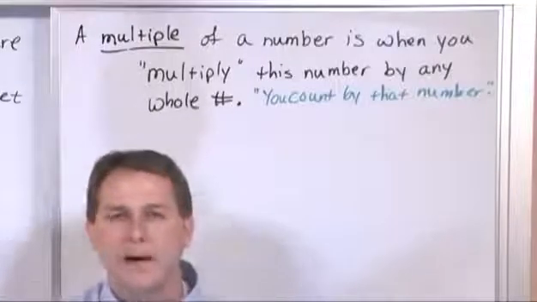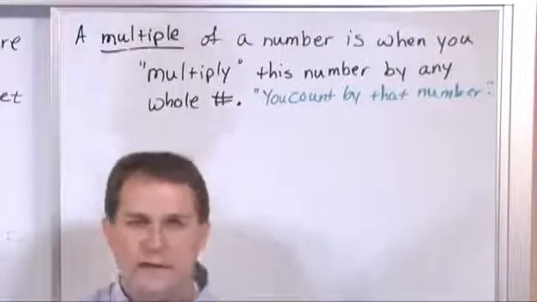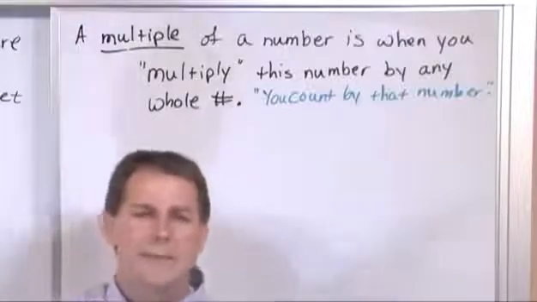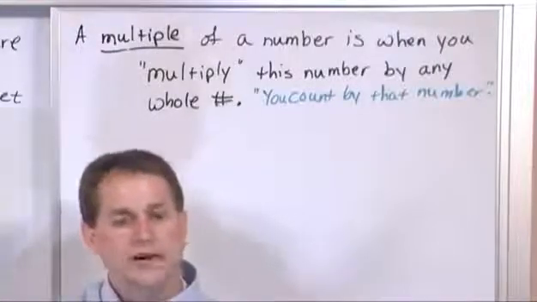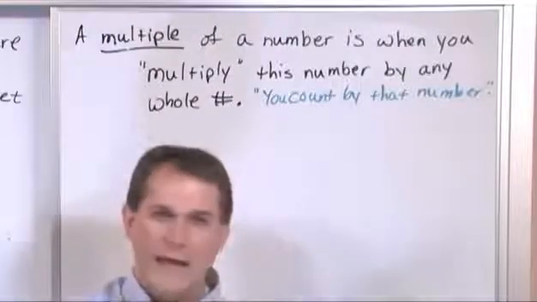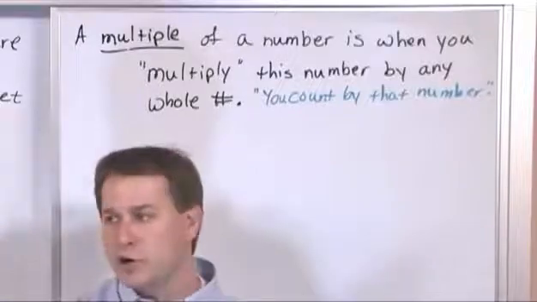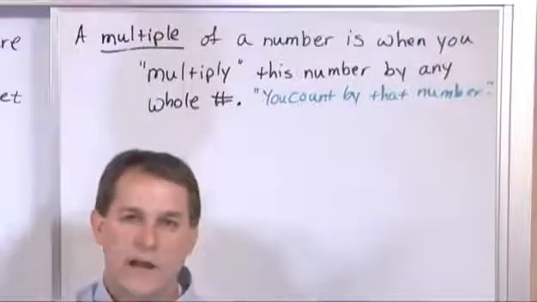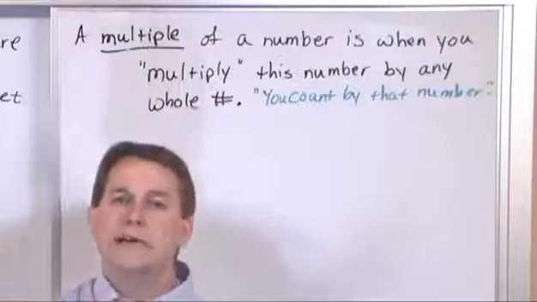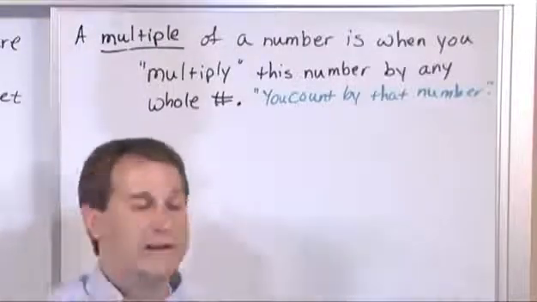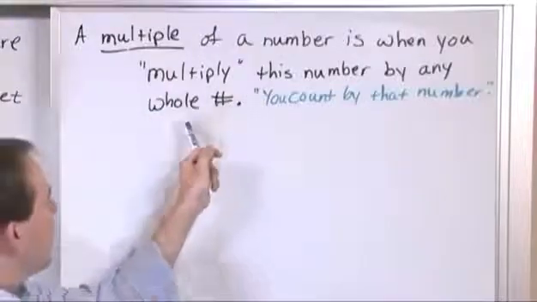How do you count by 3s? 3, 6, 9, 12, 15. You're basically adding one more multiple each time you get a different number. How do you count by 4s? 4, 8, 12, and you go on and on and on. You keep adding on that number. How do you count by 5s? 5, 10, 15, 20. Each time you get a new multiple, you're just adding 5 more. That's all a multiple is, because each time you're multiplying it by a whole number.